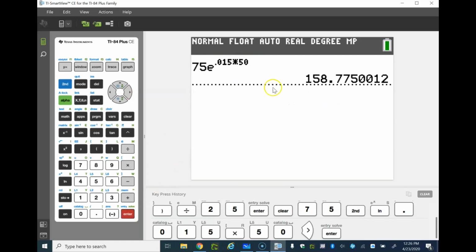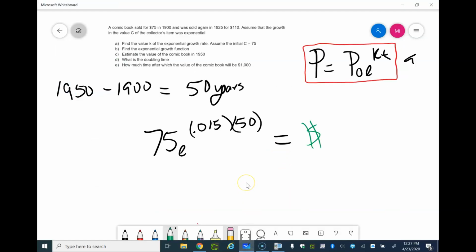So after 50 years, it's going to be worth $158.78, or whatever, again, MyMathLab asks you to round it to. So just make sure you pay attention to MyMathLab's directions, so when it says round it to the nearest whatever it needs to be. So that was part C.